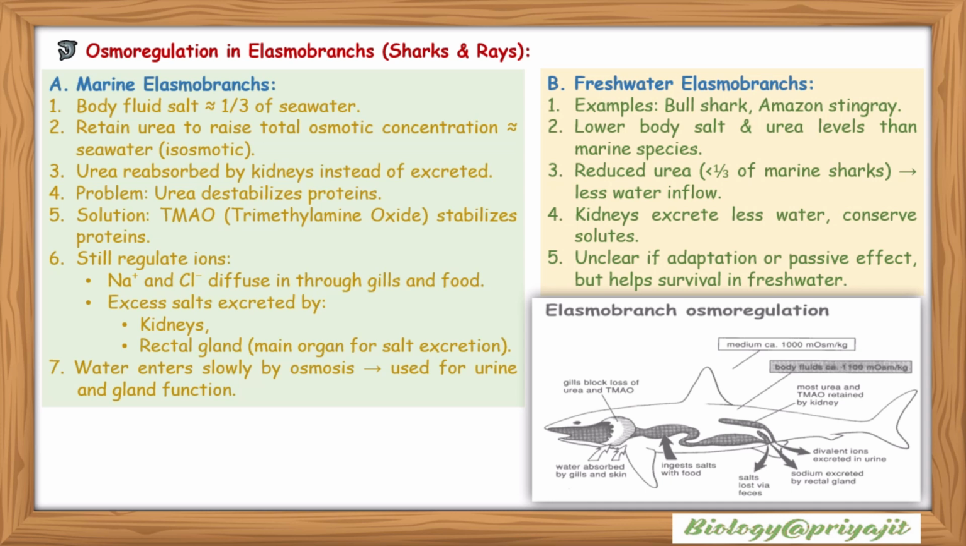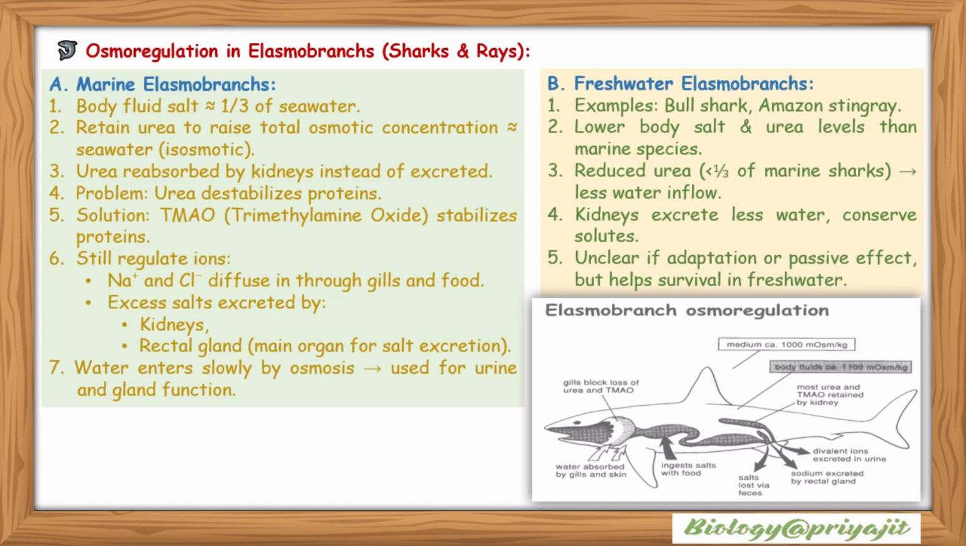This retained urea can destabilize the proteins. So the solution to the problem is using TMAO, trimethylamine oxide, which stabilizes the proteins. Still, it regulates ions like Na plus and Cl minus, which diffuse in through gills and food. Excess salts are excreted by kidneys and rectal glands, which are the main organ for salt excretion. Water enters slowly by osmosis and it is used for urine and gland function.